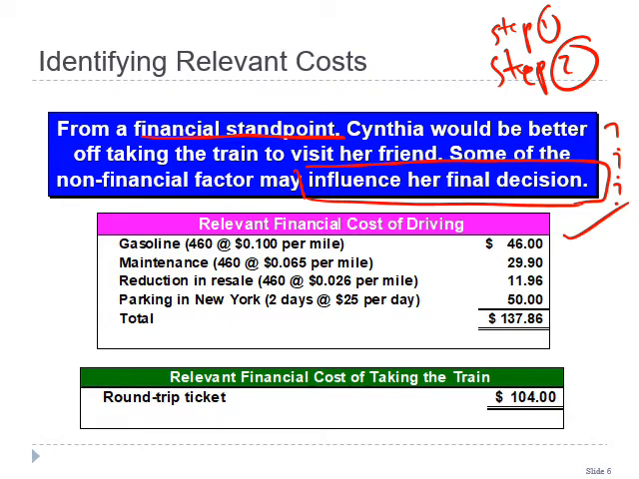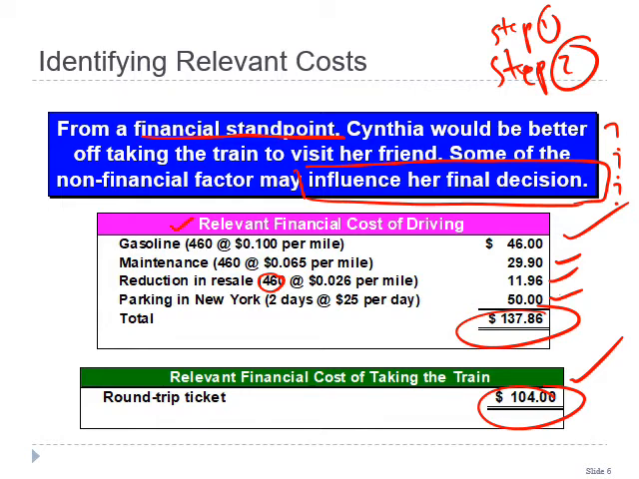So how did we do that? We know that there are 460 kilometers and the cost per mile is 0.10. The answer is 46. Maintenance per mile is around $29.9. Reduction in sales value, total miles will be 460 multiplied by 0.026, which is 11.96. Parking fees for 2 days is 25 per day, which means 50 for the 2-day trip. So the total for the round trip is going to be 137.86, whereas you can get the round ticket for $104, right?